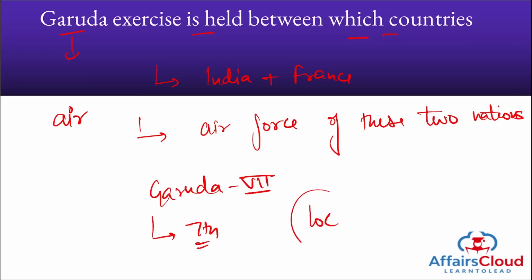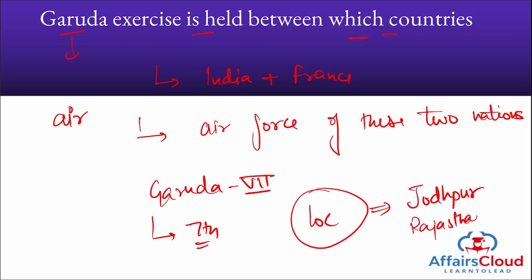Now another thing, location is also important. What was the location of this exercise? This exercise was held at Air Force Station in Jodhpur, Rajasthan. So Jodhpur, Rajasthan is the location where the 7th edition of this Garuda exercise was held between the air forces of the two nations, that is India and France. From Indian side, remember Sukhoi 30 Mk1, that is your Mark 1, Rafales, Jaguar jets, Tejas, they all took part in this particular exercise.